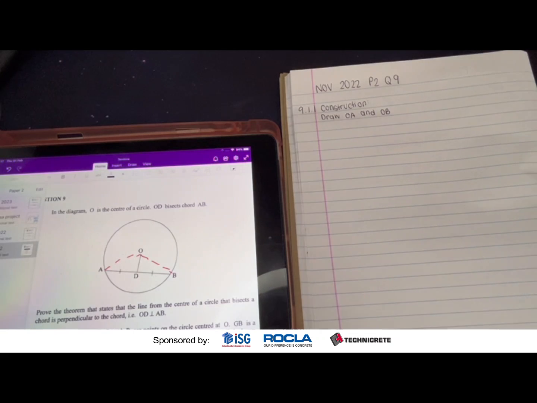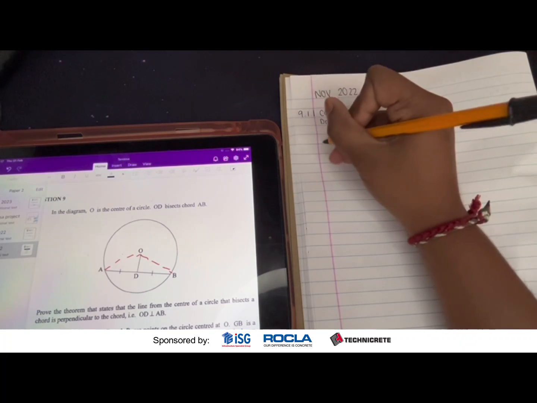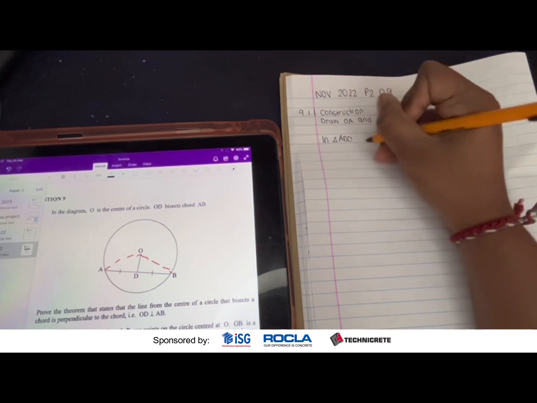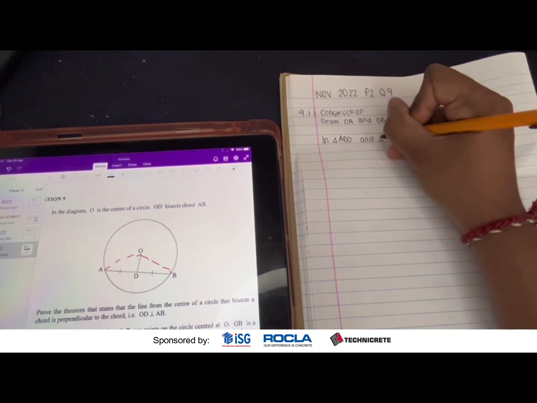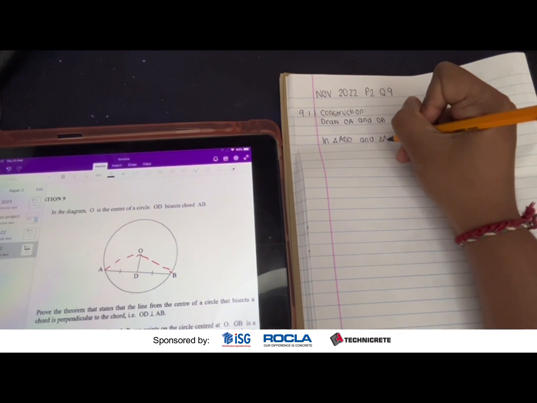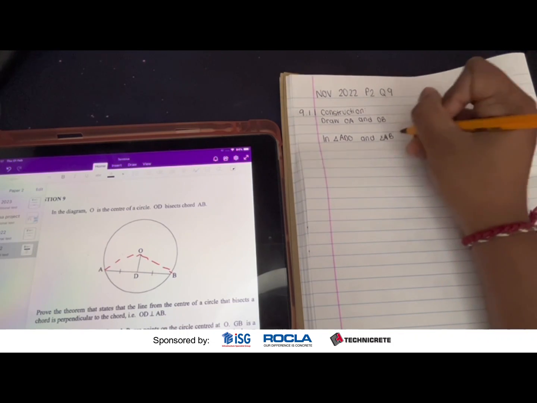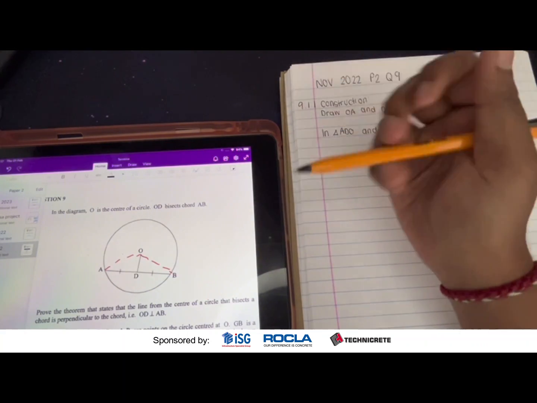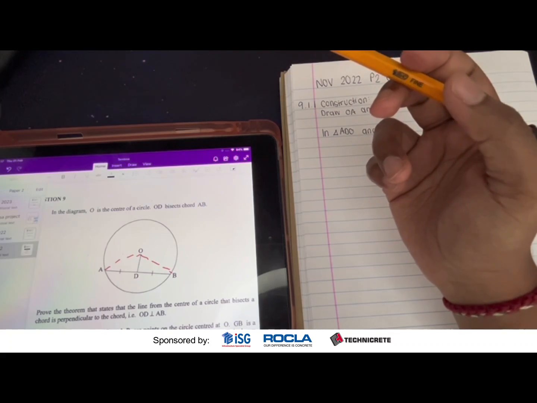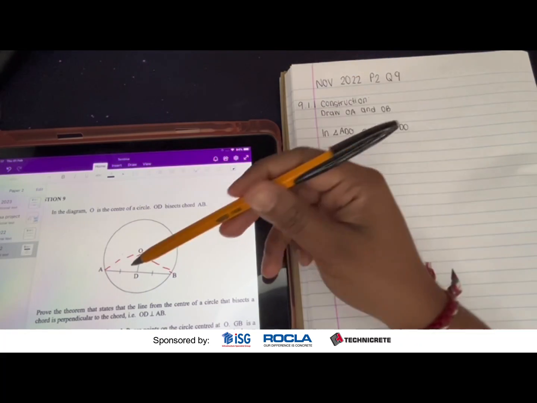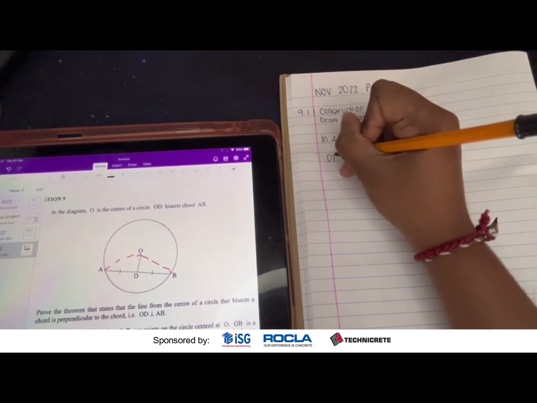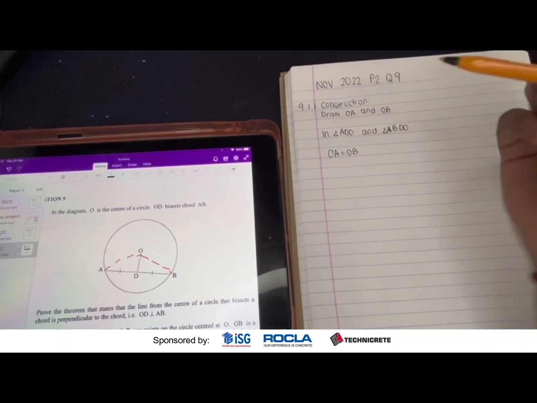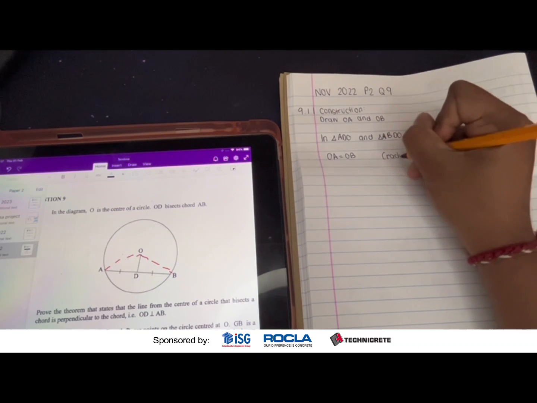That was step 1. Step 2, it's important now that you say that in triangle ADO and triangle BDO, those are the 2 triangles that we're working with. The first thing that we're going to do is say that OA is equal to OB. Why? Because they are both the radii. They're both coming from the center of the circle to the edge of the circle. So they're both radii, they're both equal.